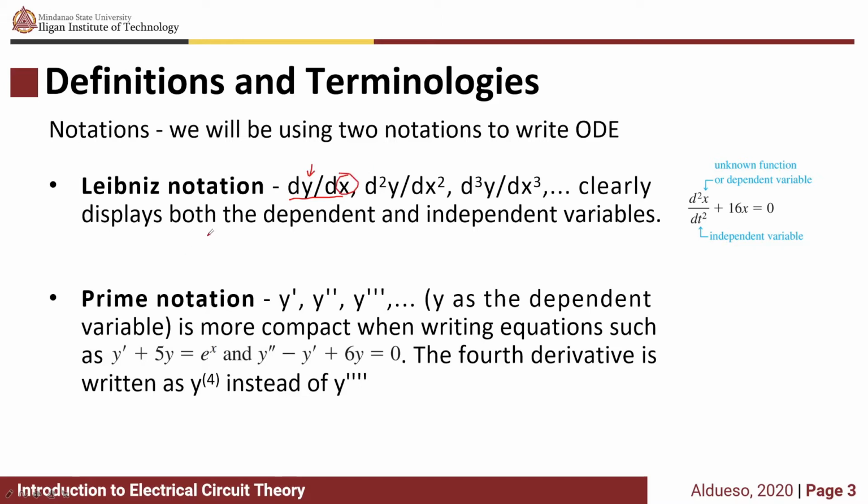We can also write our differential equations using the prime notation. So we have y prime, y double prime, y triple prime. This notation is more compact when writing equations such as, for example, y prime plus 5y equals e to the x. The fourth derivative is written as y to the 4 with parentheses instead of y with 4 primes.